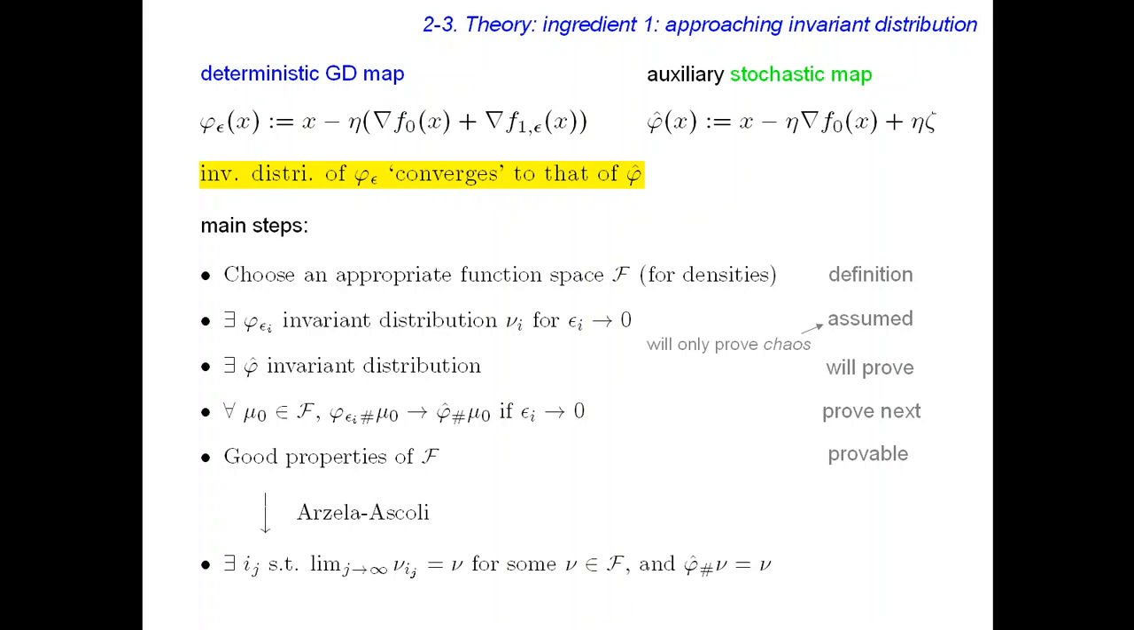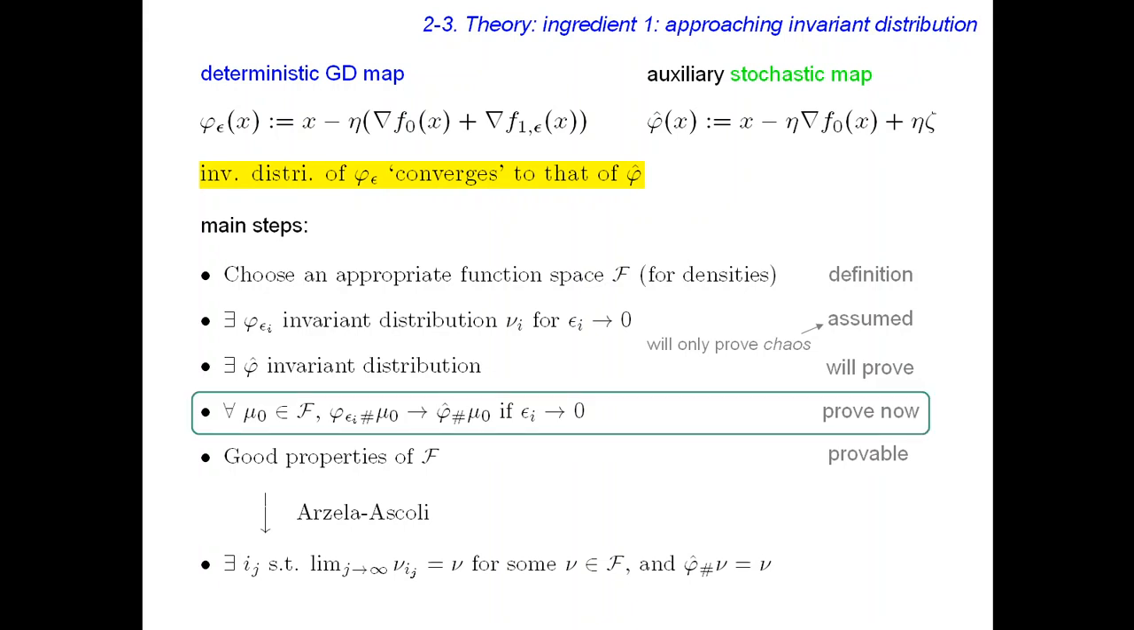And then, by the Arzelà-Ascoli lemma in functional analysis, I can find a subsequence of invariant distributions of phi as epsilon goes to 0, such that the limit of this subsequence of invariant distributions actually exists. And this very limit is exactly what we want. That's the invariant distribution of phi hat. Okay, so that's why the invariant distributions of phi epsilon will converge to that of phi hat. Converge has a quotation mark because really what we have is a subsequence convergence. So, like I said, the key step of this proof is really to prove that the actions of these two maps are almost the same.